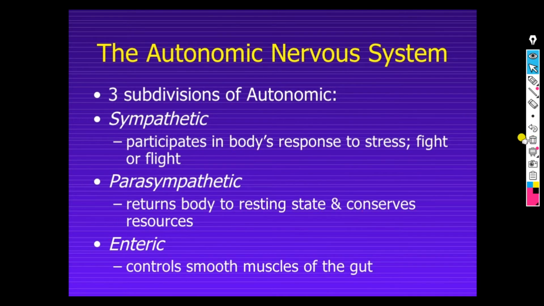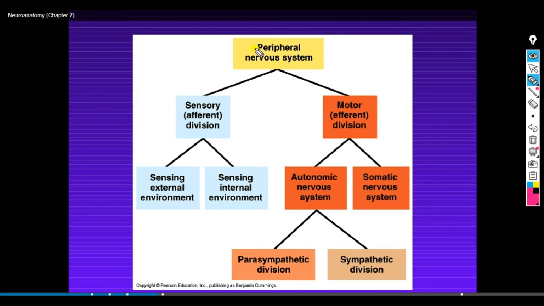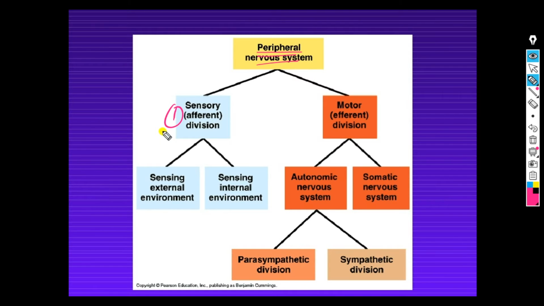In the peripheral nervous system, we have two divisions, sensory division and motor division. Sensory has two divisions, sensing from external and from internal. Autonomic and somatic are the two divisions of the motor division. Autonomic is involuntary and somatic is voluntary. Autonomic has two main divisions, parasympathetic and sympathetic, but we can say one more, enteric.